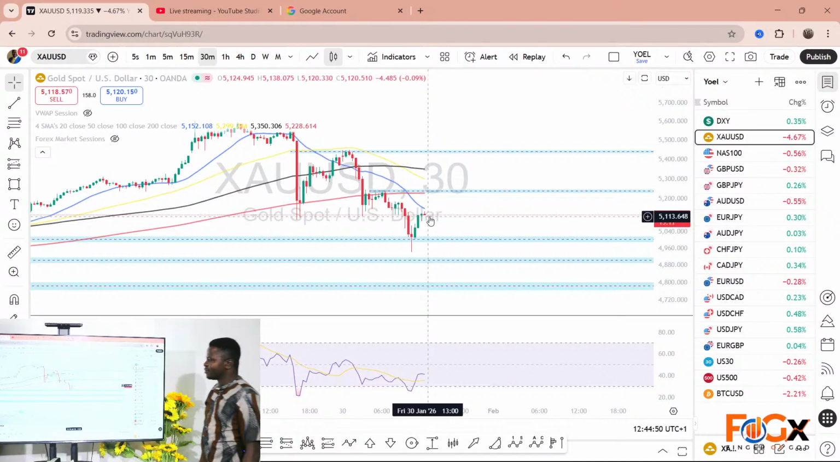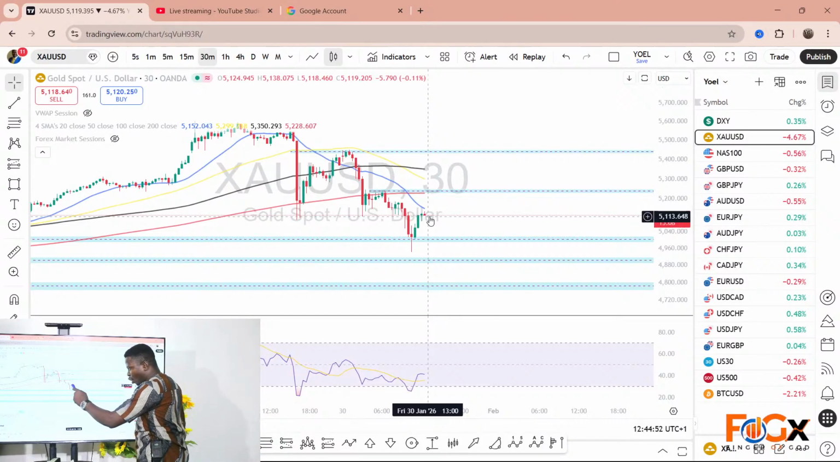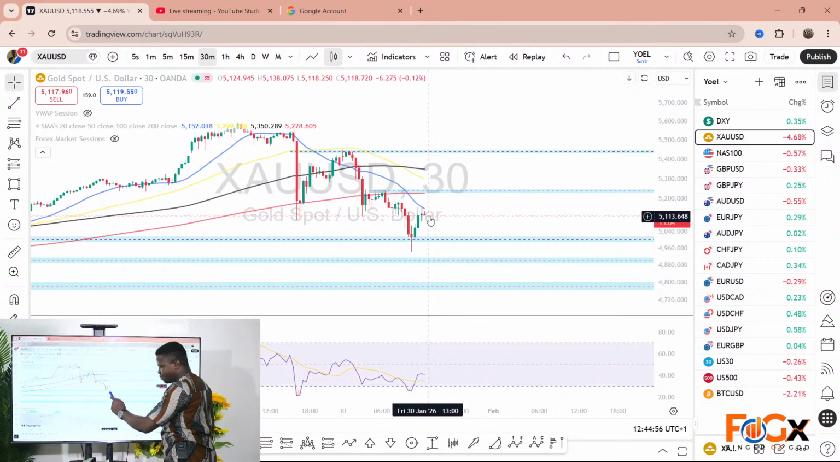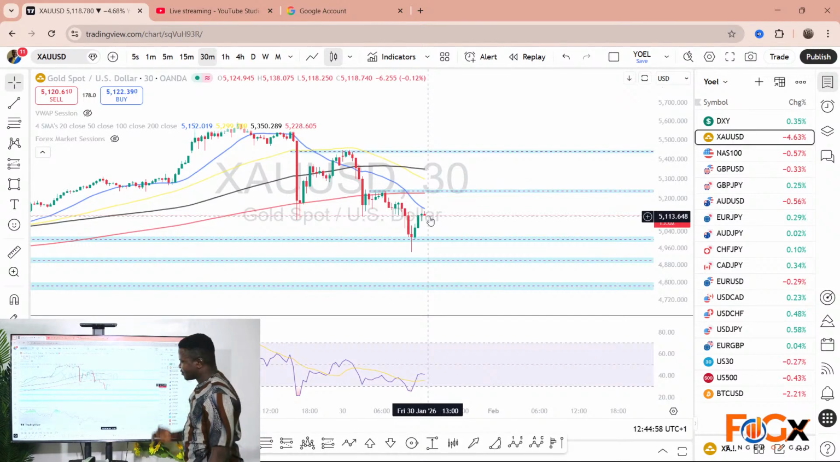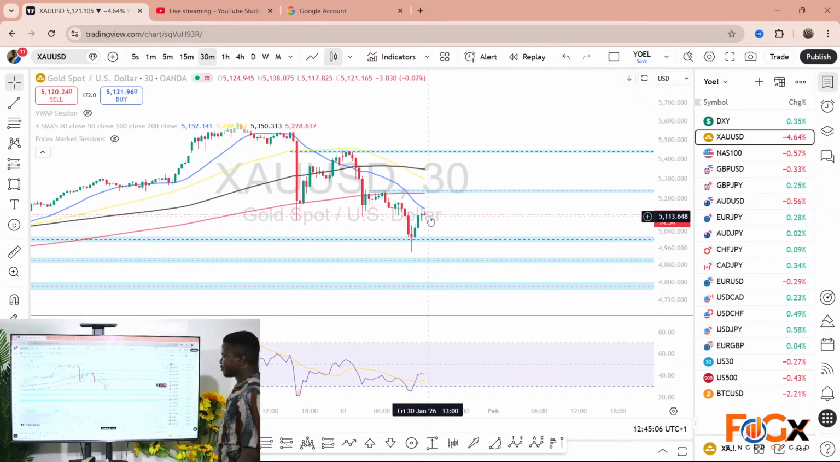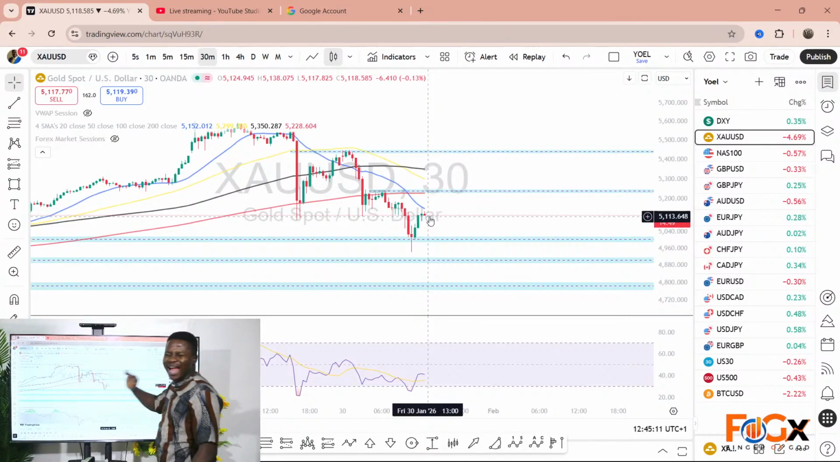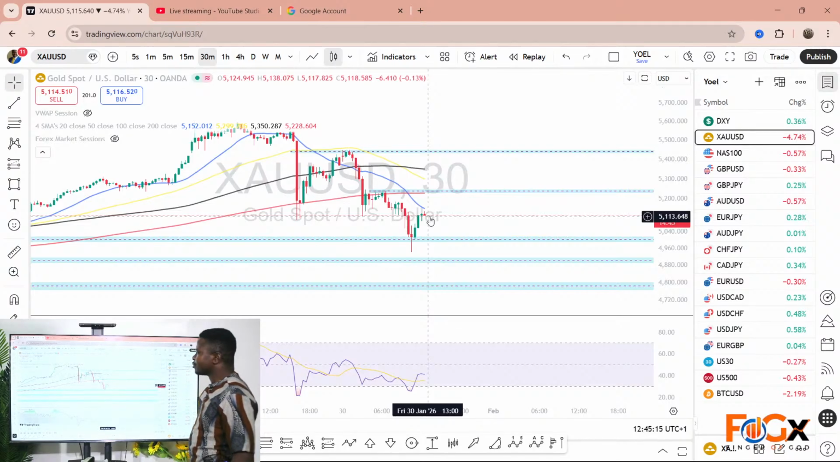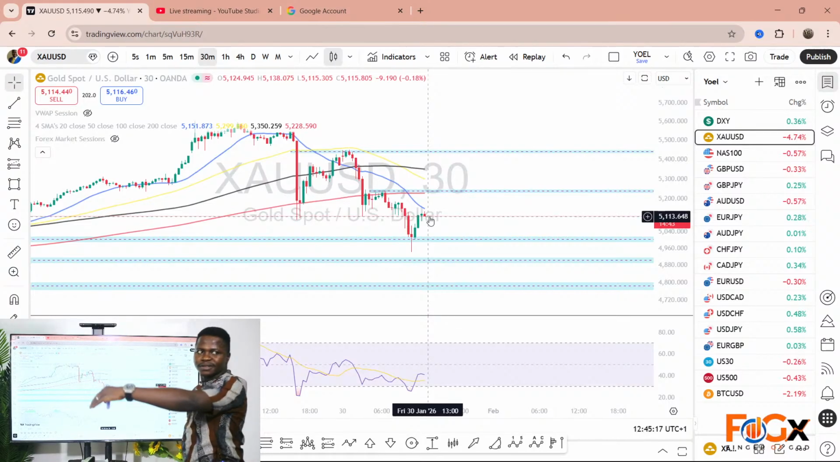If it comes back here, people will still try again until it breaks here. But the market is really, really volatile. Highly volatile right now. So let's go to 15 minutes.